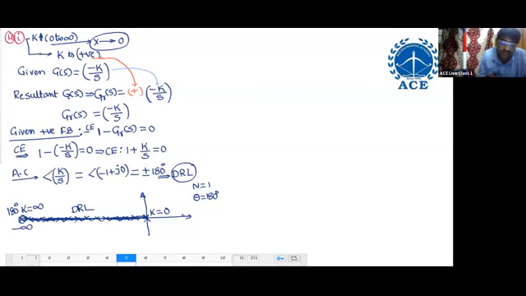Even the open loop zero is nothing but a closed loop pole, because K equals infinity. Open loop pole equals closed loop pole when K equals 0. Open loop zero equals closed loop pole when K equals infinity. So this is the answer.